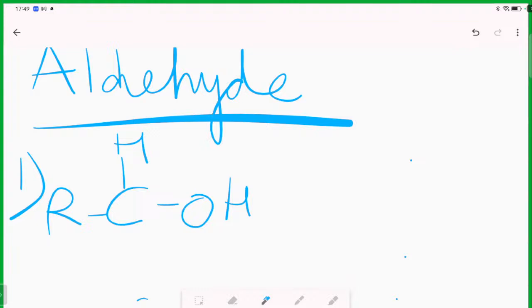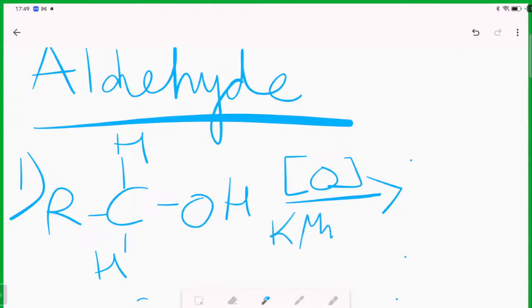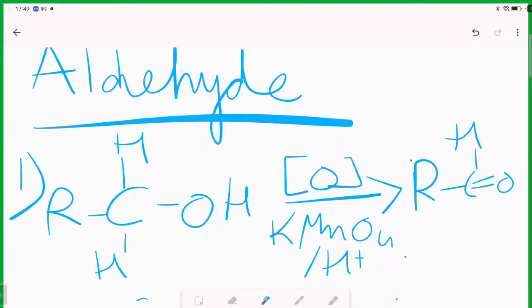For aldehyde preparation, if we react 1 degree alcohol with KMnO4 H plus or K2Cr2O7 H plus, let's say KMnO4, then we will get RC double bond OH, right?